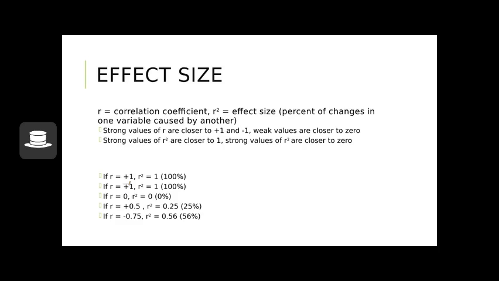If R is 0, R squared is 0, meaning there's no determining the dependent variable based on the change in the independent variable. If R is 0.5, then R squared is 25%. If R is -0.75, R squared is 0.56, right? That's 56%. So if you ever want to know how to calculate R squared, you just take your R and then you square it. And if you have R squared and you're wondering what your R is, you find the square root. It's that simple.